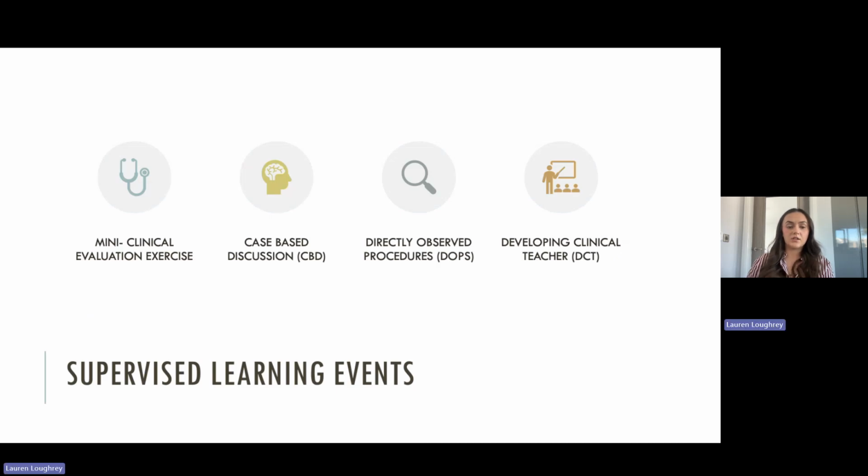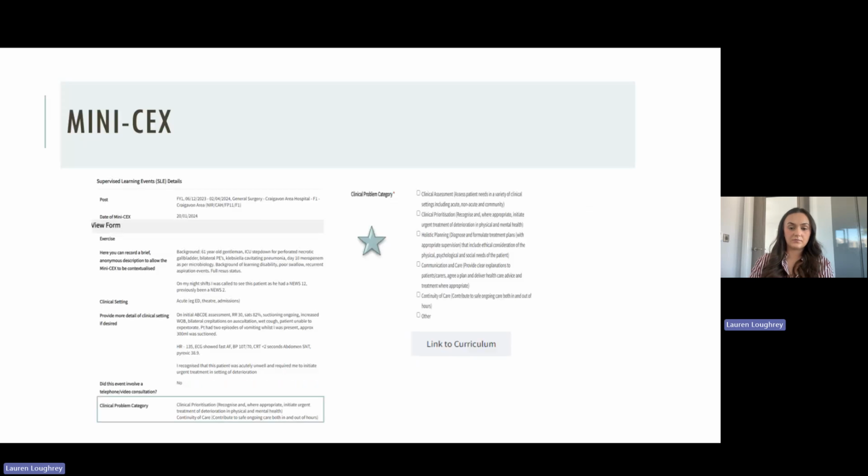Supervised learning events include mini-CEXs, case-based discussions, DOPS, developing the clinical teacher, and learn and leader forums. SLEs are a way to provide evidence of coverage of all aspects of the curriculum, and in providing feedback can highlight areas of excellence and suggest areas for further development. The minimum requirement per each 4-month rotation is 5 SLEs, however, you're free to do more if you wish. Each SLE can be linked back to the FY1 curriculum and can show progression throughout the 13 foundation professional capabilities.